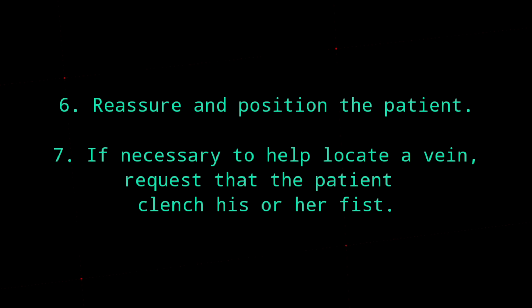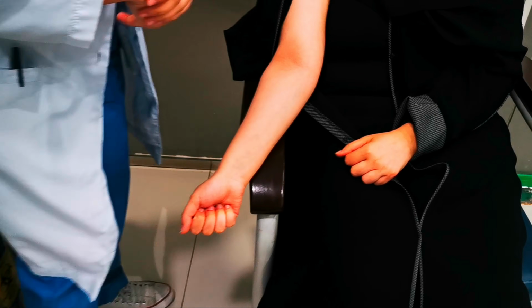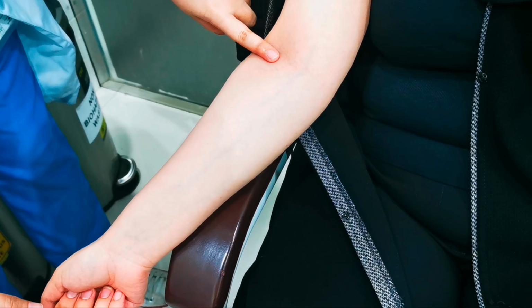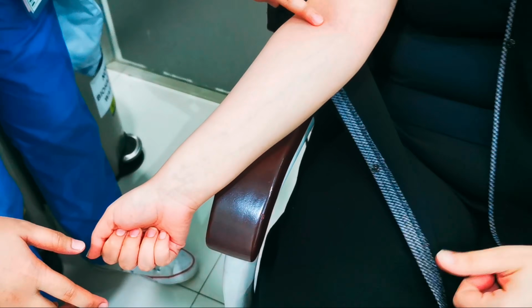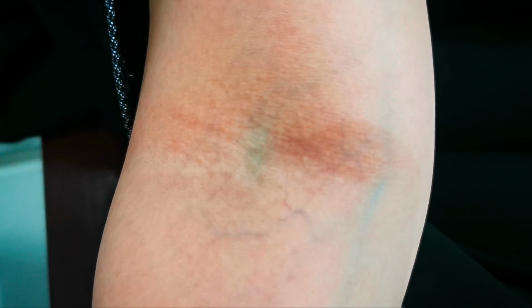Reassure and position the patient. If necessary, to help locate a vein, request that the patient clench his or her fist. Make sure na yung pag-clench ng fist is yung sakto lang. First, I ask the patient to close her fist, then I palpate the vein. So, ginagawa ko is tinitingnan ko kung asan yung location ng vein. Kung pa-straight ba siya, kung diagonal, kung sa left or sa right side.